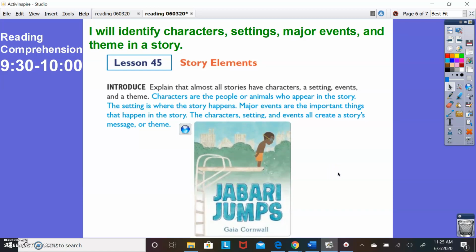So that is the lesson for today. There's nothing to submit with this reading comprehension lesson. It's just read the story and identify those story elements.